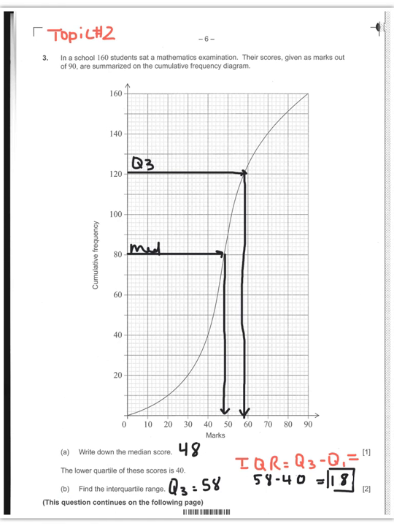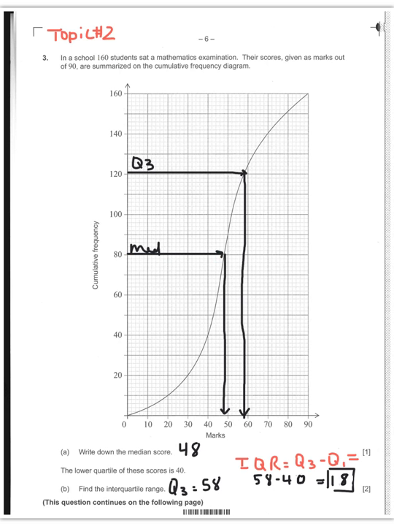Number 3 is a topic 2 question. So they give us a cumulative frequency graph for students' mathematics scores. And first question is we want to find the median. So we know there's 160 students. The median occurs halfway through, or in this case at the 80th student. So I'm going to draw a line from the 80th student to our curve and go down, and we get that it's about 48 points.